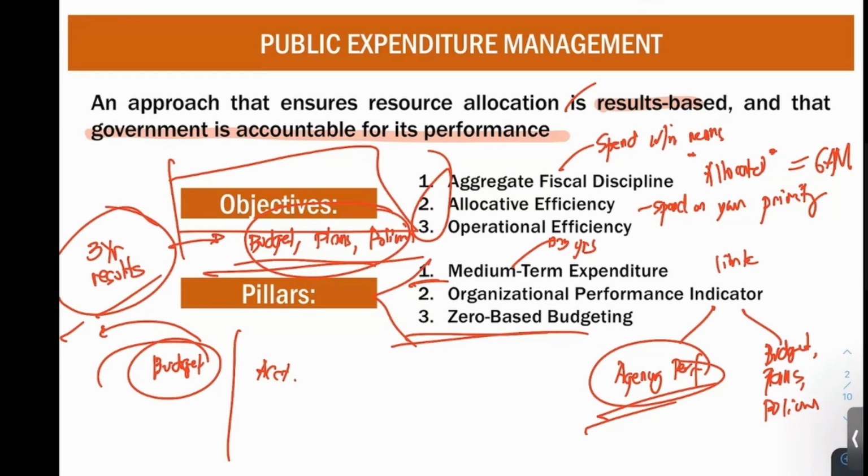Take note of the differences of the 3 pillars. 1 and 2, you have a consideration. For the first, there is a term. For the second, there must be an agency performance. On the third, no consideration. That's the differences of the 3. Now, after discussing your public expenditure management, let's go now and discuss budgeting and budget per se.